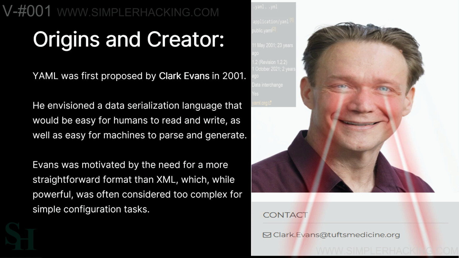YAML supports a wide range of data types, including scalar values, lists, and dictionaries. It also supports data structures such as arrays, hashes, and complex nested structures, making it a flexible choice for storing complex data, which is important for our use case.